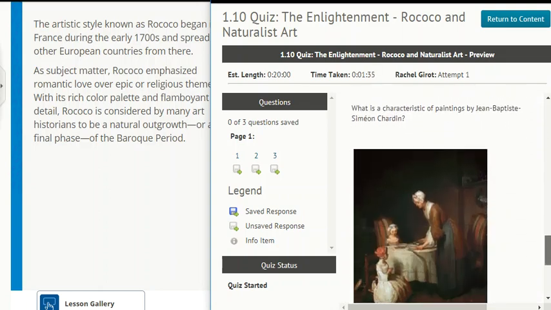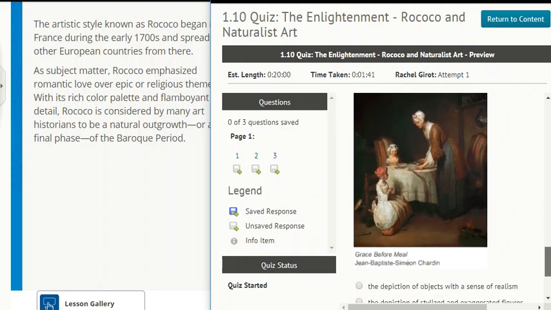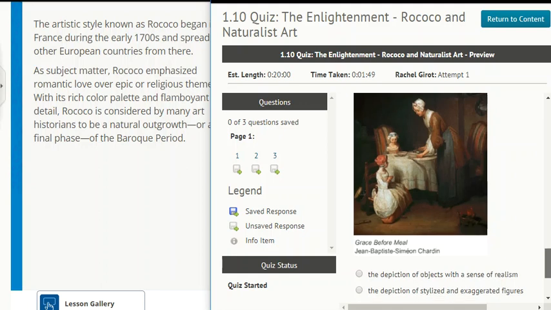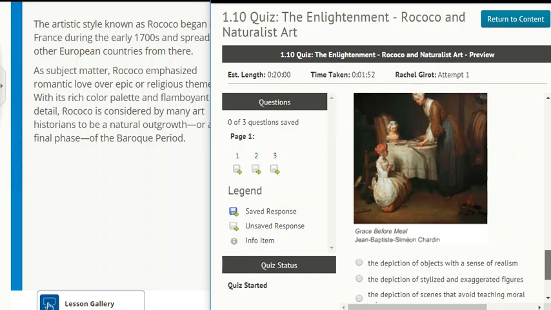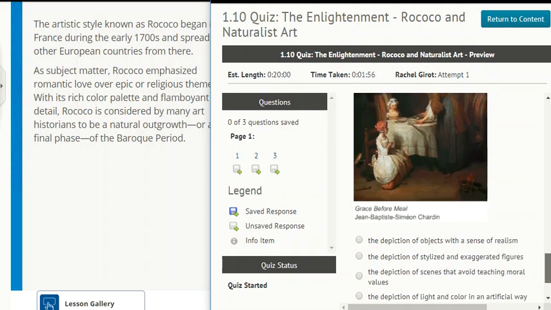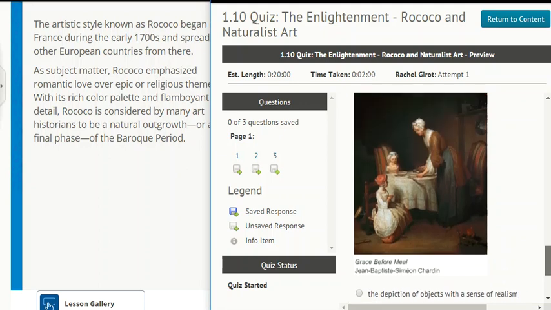Question 3. What is a characteristic of paintings by Jean-Baptiste Siméon Chardin? Is it the depiction of objects with a sense of realism? The depiction of stylized and exaggerated figures? The depiction of scenes that avoid teaching a moral? Or the depiction of light and color in an artificial way? What is your hypothesis? Let's find out.